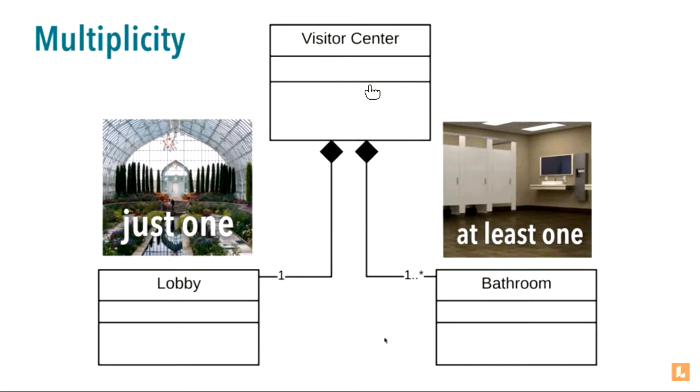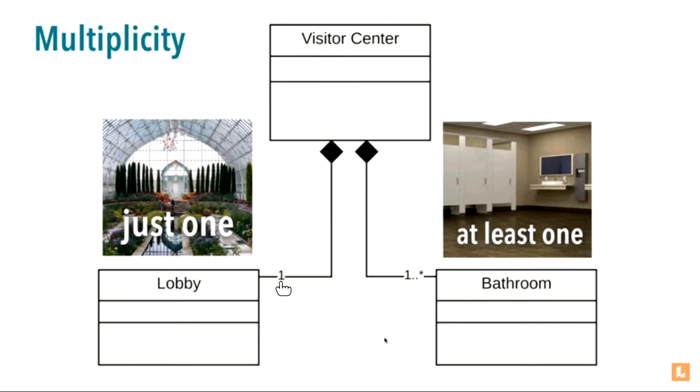You can see this hand. Now suppose this is my visitor center, and this visitor center has only one lobby. Just one lobby is there. In the visitor center there is only one lobby, so I will write 1 here.